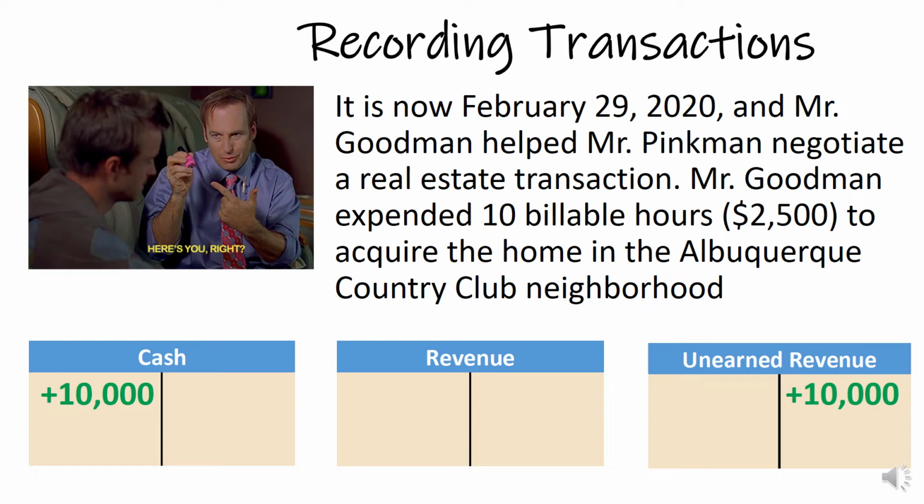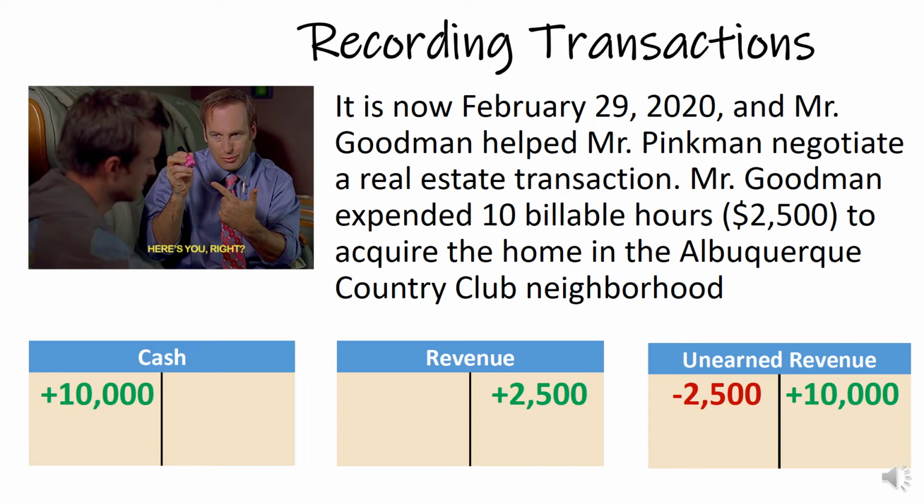Previously, we had credited a liability account, unearned revenue, for $10,000. Now that Mr. Goodman has done the work, we can record revenue of $2,500 and subtract from that liability the $2,500 of work that he's now done.